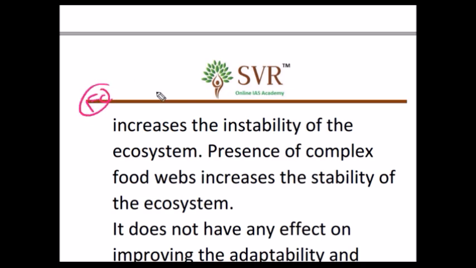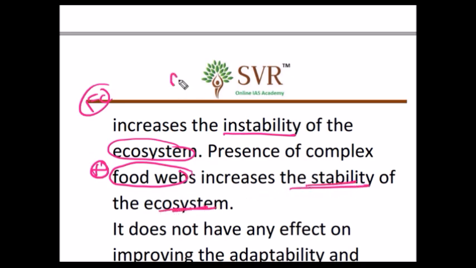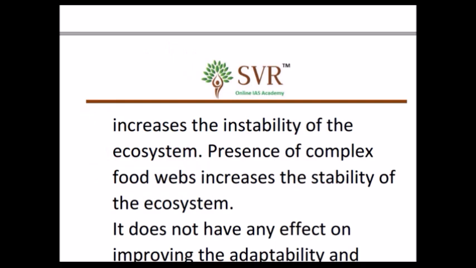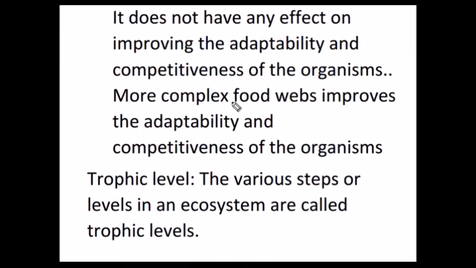Food chain increases the instability of the ecosystem because food choices are less, whereas food webs increase the stability of the ecosystem. So an animal gets so many choices for its food in the food web. So food web increases the stability of the ecosystem. Complex food webs improve the adaptability and competitiveness of organisms. So these are the important points you should remember when comparing the food chain and food web.